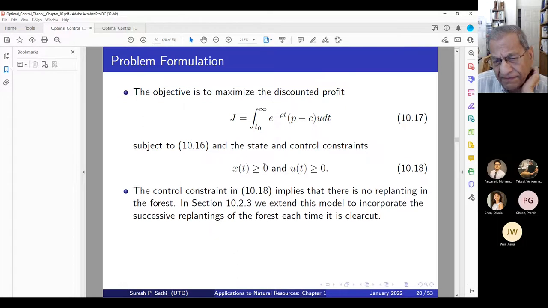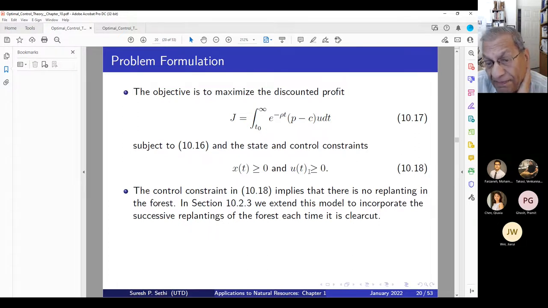Forest cannot be negative, and we don't need to impose this constraint because once all the trees are gone, there is no forest left, and the problem is finished at that point in time anyway, so we're not going to go beyond that unless we replant the forest. And that's going to come to the next model. Right now, we don't replant it. It's just one forest is given to you, and you milk it by thinning, and when it's no longer useful to you, you give up. Okay, end of the story.